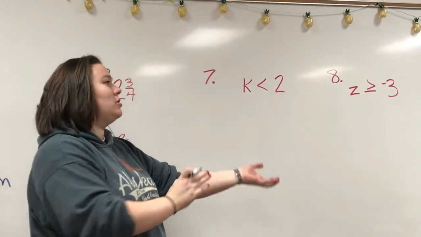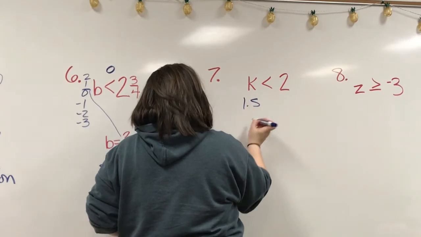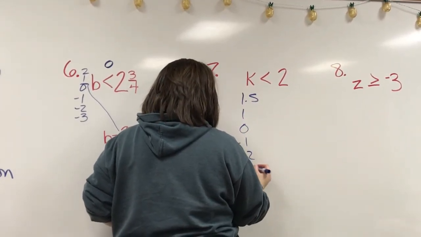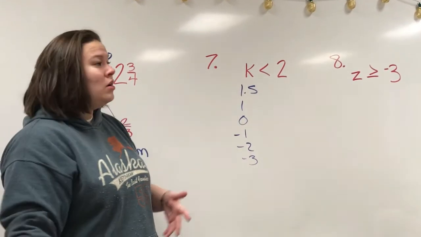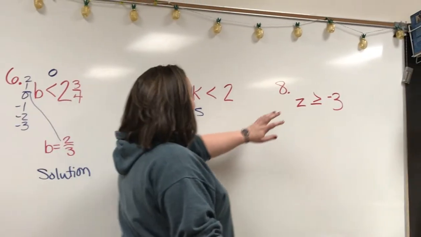What's something that is smaller than 2? You got 1.5. You got 1. You got 0. You got -1, -2, -3. Look, I just gave 6 solutions, and it just wanted 2. So you can go and be better, okay, than just 2 solutions.